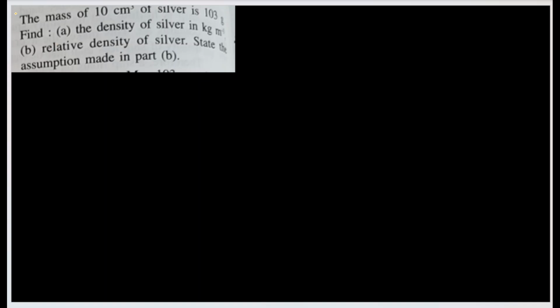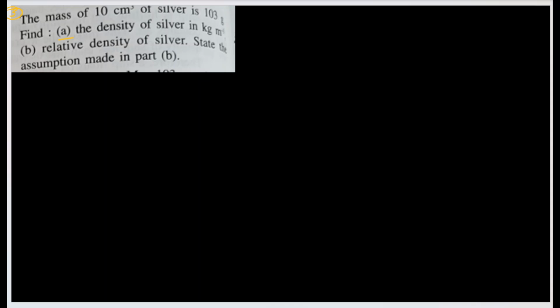So this one is your third number question. The mass of 10 centimeter cube of silver is 103 gram. Find A, the density of silver in kg per meter cube. B, relative density of silver. C, state the assumptions made in part B. This one is a question.